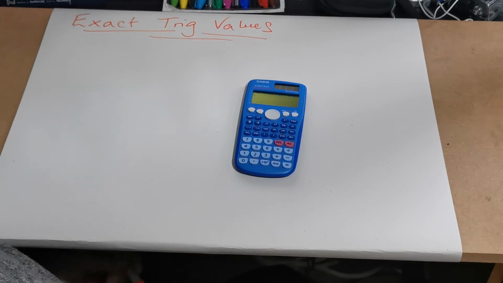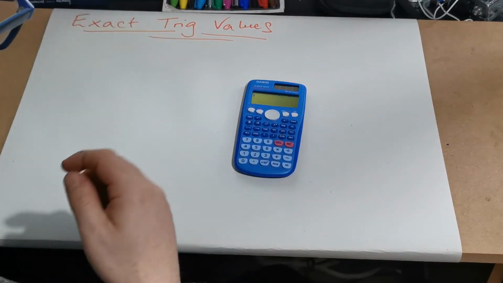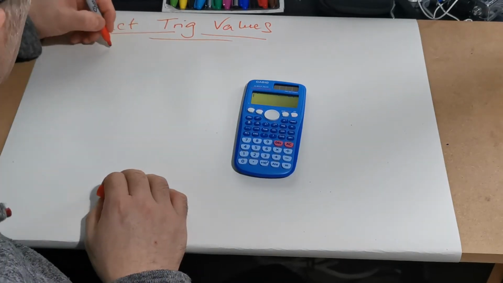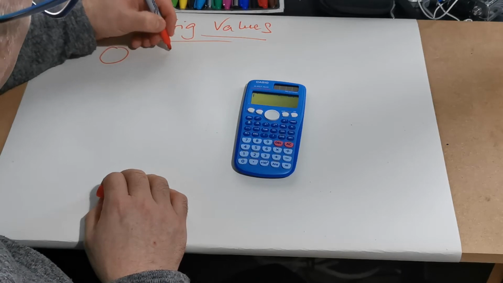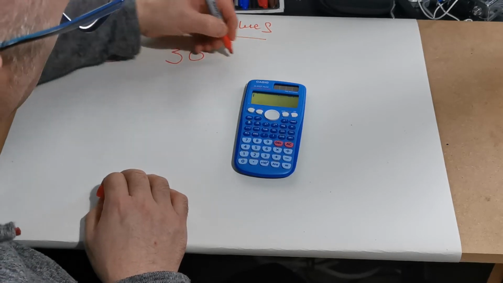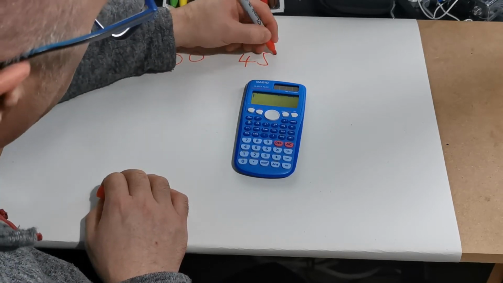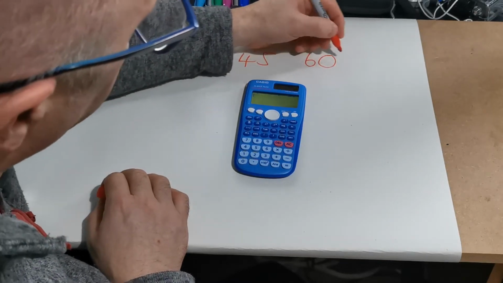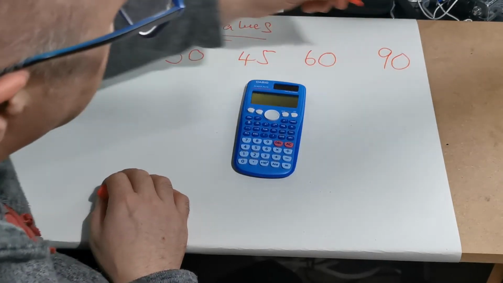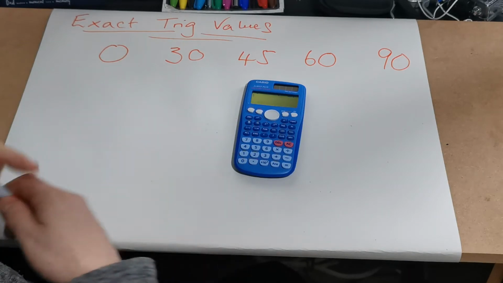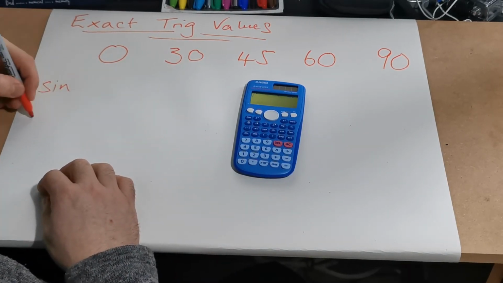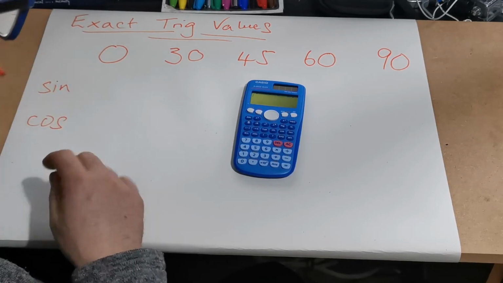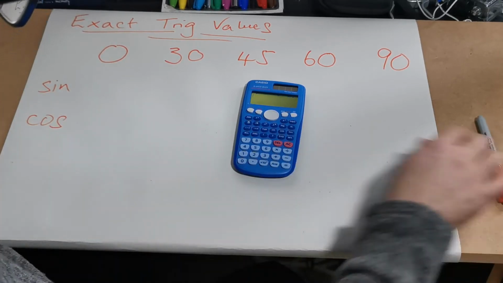But there are odd ones that give you something that's just a little bit nicer, and in your exams you're expected to know just these odd few, and they tend to be the angles for 0, 30, 45, 60 and 90. And you really need to know the sine for those and the cos, and you can work out the tan from that.